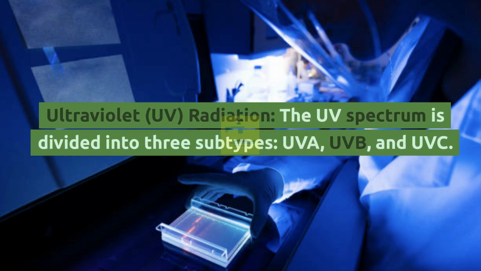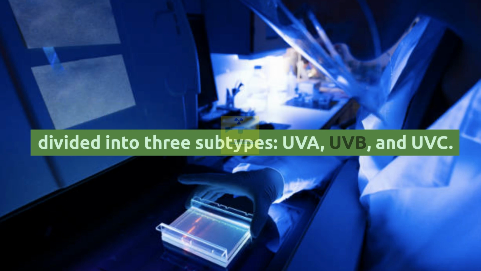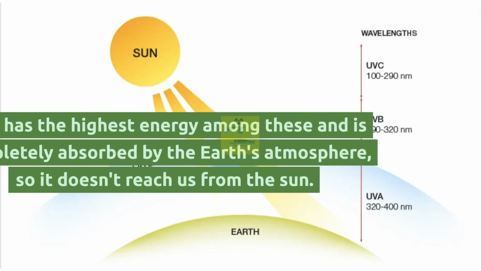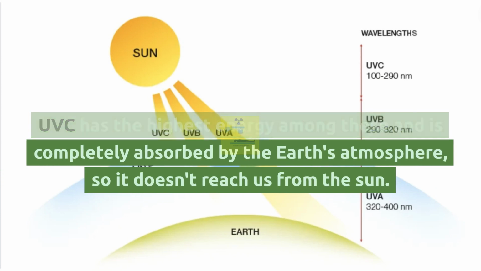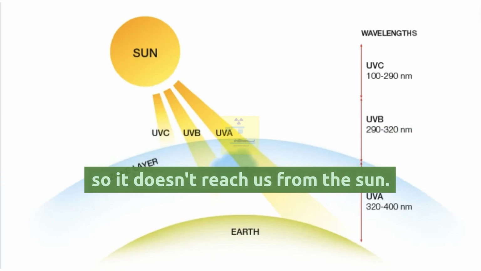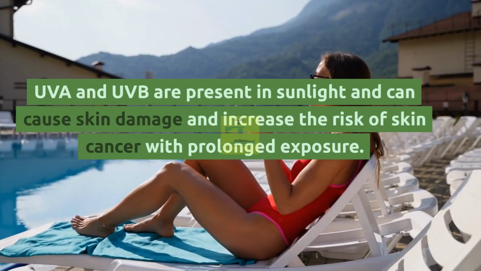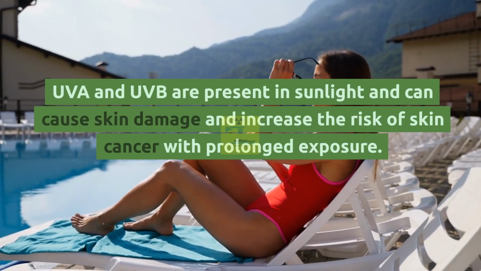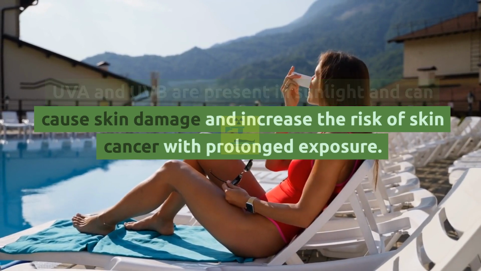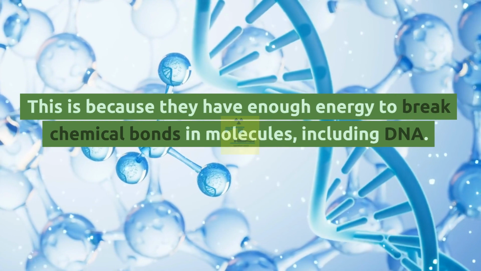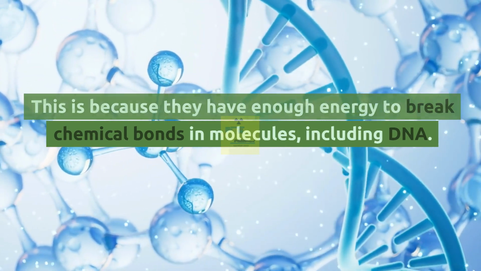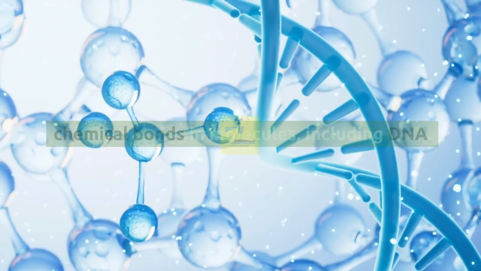Ultraviolet, UV, radiation. The UV spectrum is divided into three subtypes: UVA, UVB, and UVC. UVC has the highest energy among these and is completely absorbed by the Earth's atmosphere, so it doesn't reach us from the sun. UVA and UVB are present in sunlight and can cause skin damage and increase the risk of skin cancer with prolonged exposure. This is because they have enough energy to break chemical bonds in molecules, including DNA.